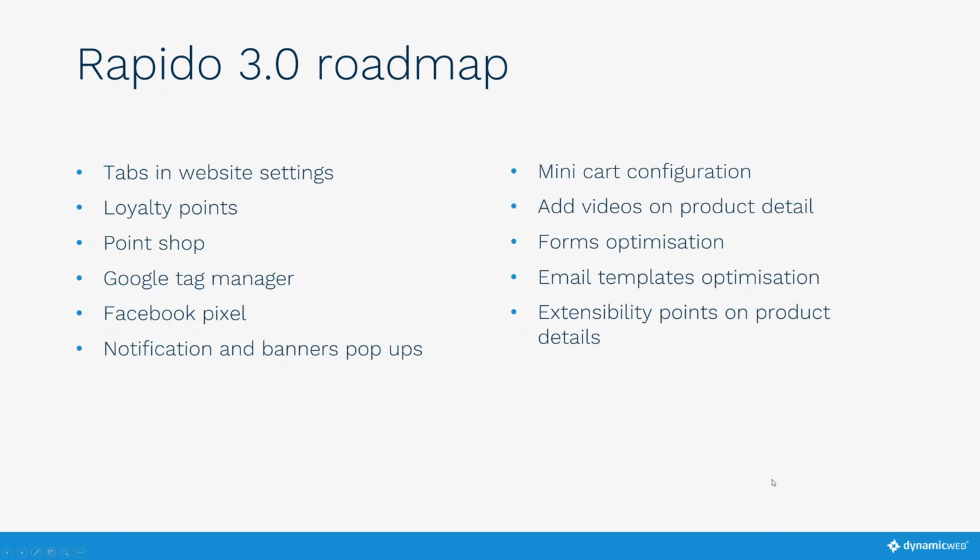And there's a question from Hans, if we call it Rapido 3.0, will there be an update possibility from 2 and 2.1 up to 3.0? And there will be. The reason why we call it 3.0 instead of 2.5 or something else is because of the first point, tabs in website settings. That is a technical change that requires a restructuring of the item type that configures all the settings. So that's a technical thing.